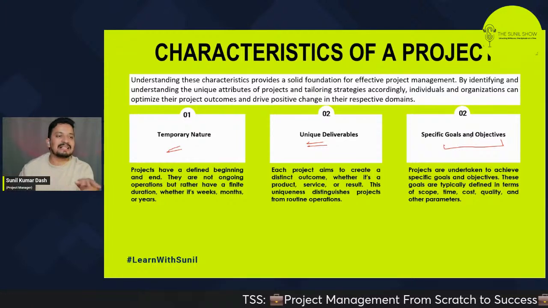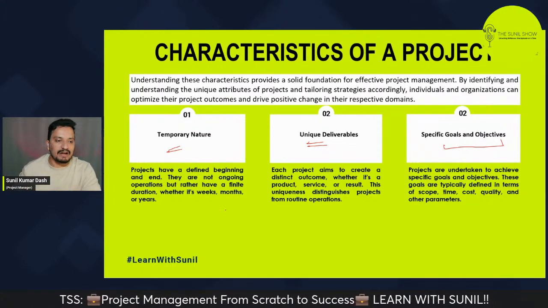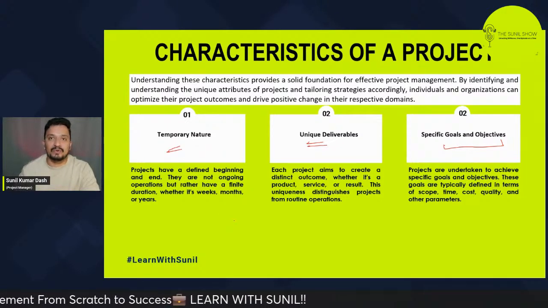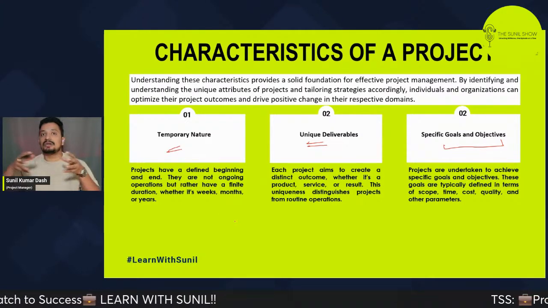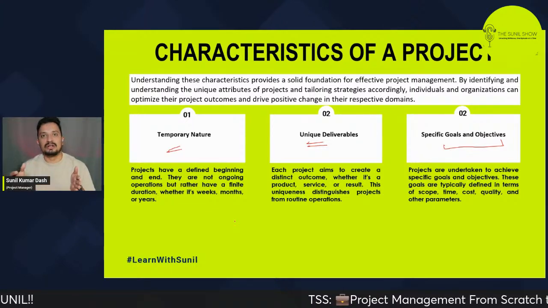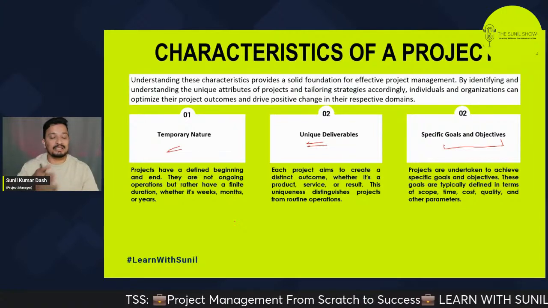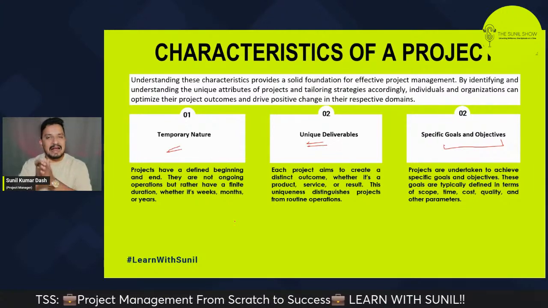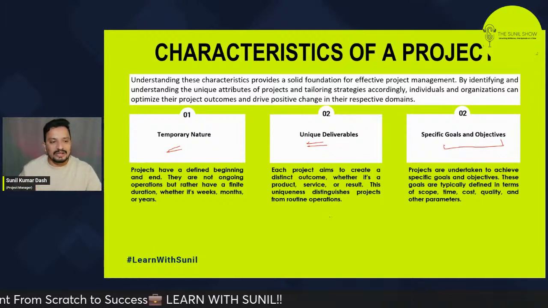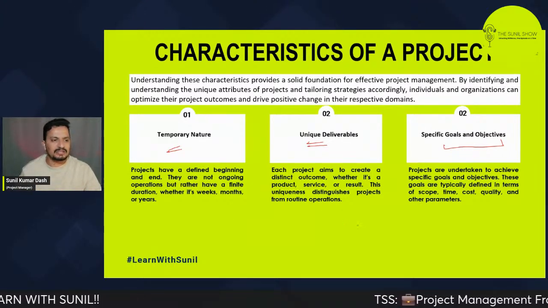When we say temporary in nature, what exactly is that? A project has a defined beginning and end, and that's what makes it temporary. It's not ongoing work. Operations are ongoing work that continue throughout the year and the business life cycle. But a project has a start date and an end date. It's temporary. Projects are not ongoing like operations, but rather have a finite duration, whether weeks, months, or years.